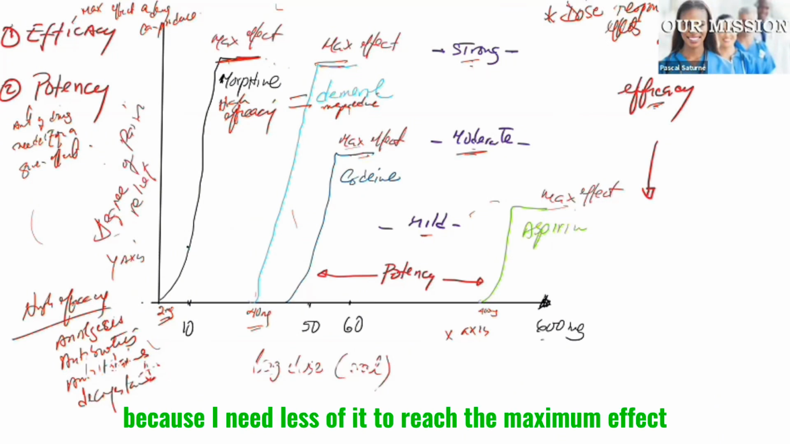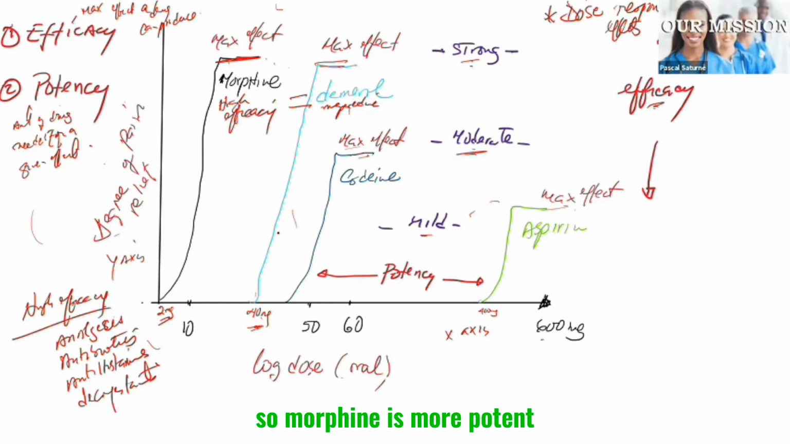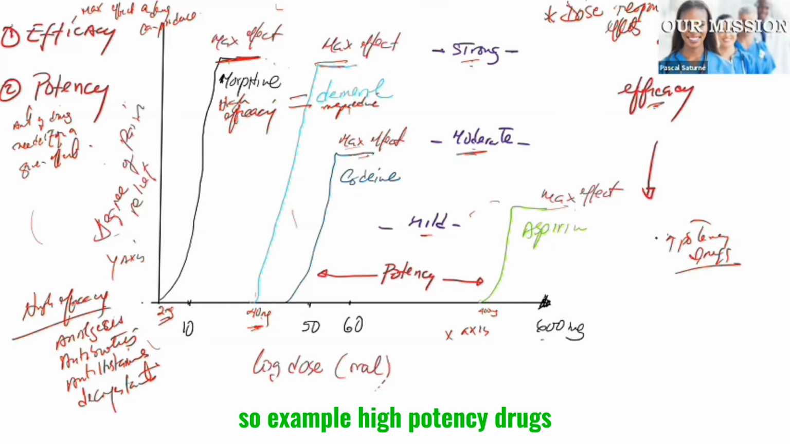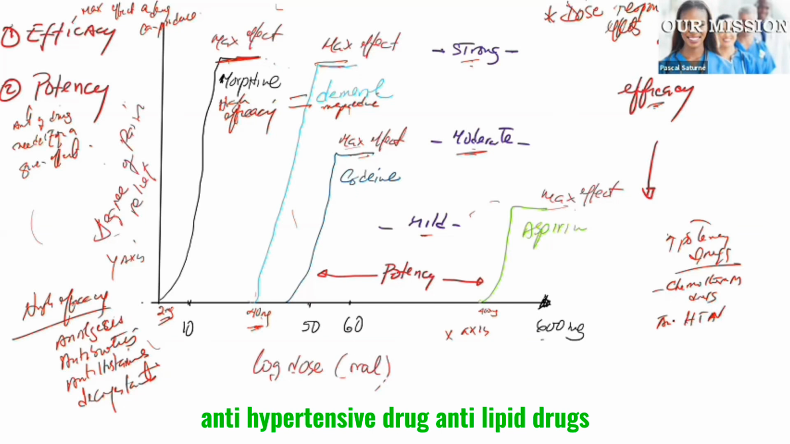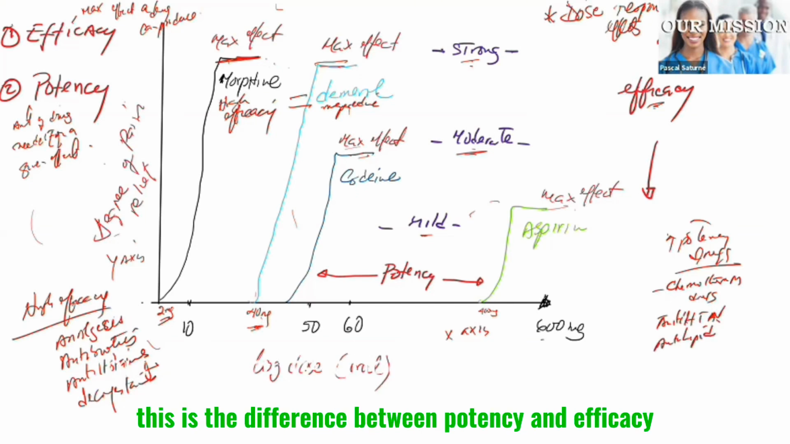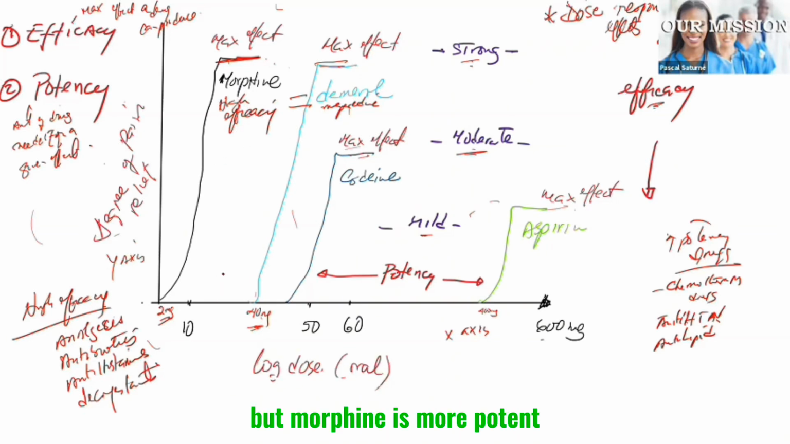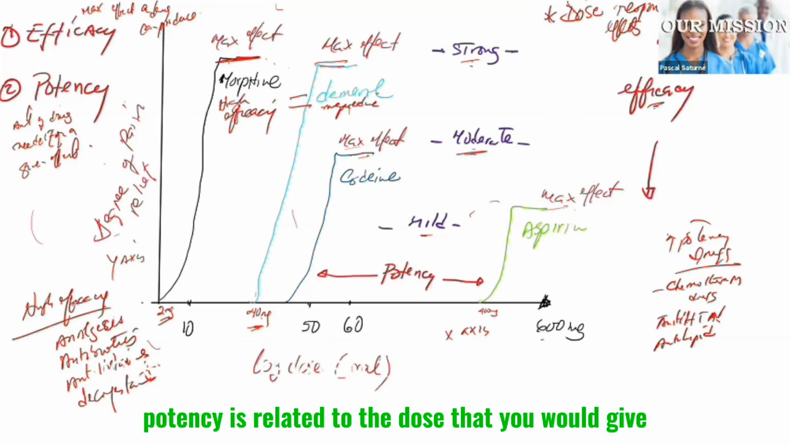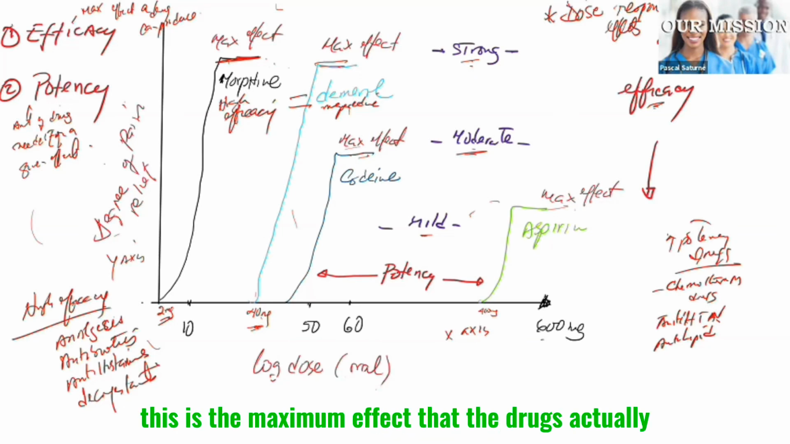Why? Because I need less for the same maximum effect. So morphine is more potent. Potency is the amount of the drug needed to provide a given effect. For example, high potency drugs include cancer drugs, antihypertensive drugs, anti-lipid drugs. This is the difference between potency and efficacy. Demerol and morphine have the same efficacy, but morphine is more potent. Now, again, the difference between efficacy and potency: potency is related to the dose that you would give to produce a particular effect, and efficacy is the maximum effect that the drug actually produces.